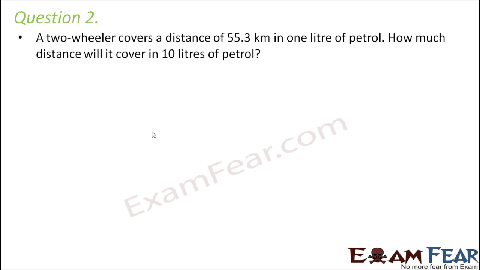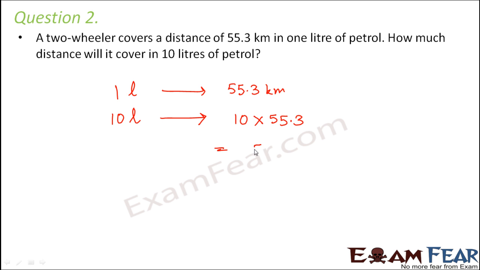Question number 2. A two-wheeler covers a distance of 55.3 kilometers in 1 liter of petrol. So in 1 liter of petrol, it covers 55.3 kilometers. So how much distance will it cover in 10 liters? So in 10 liters, it would cover 10 into 55.3. So that would be equal to 5530, and the decimal point will be placed here. So the answer would be 553 kilometers.